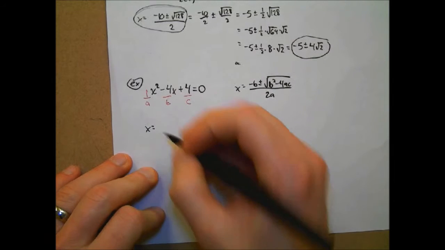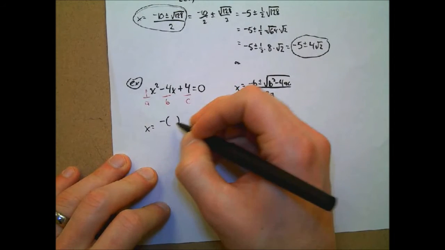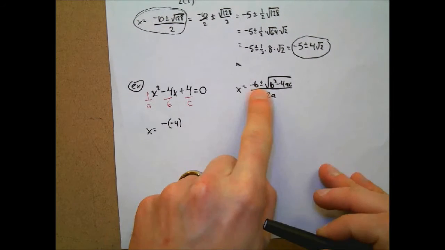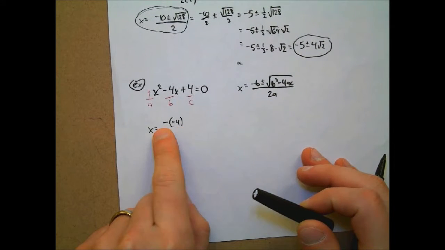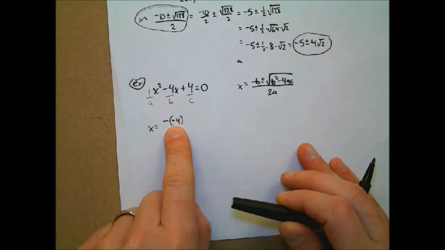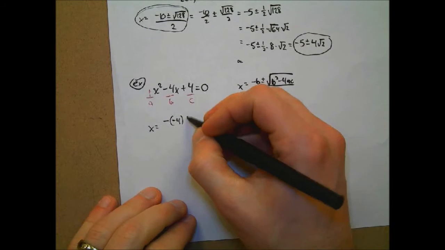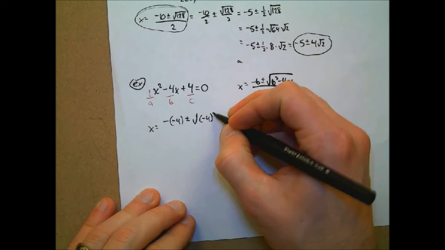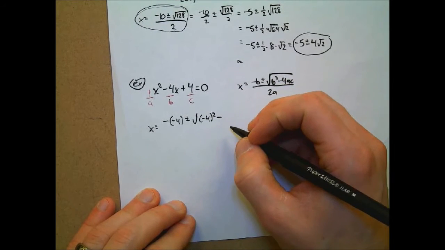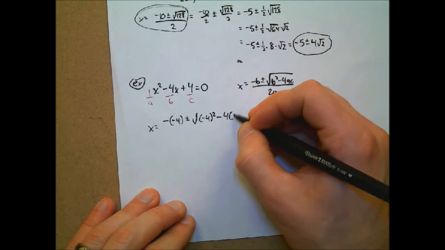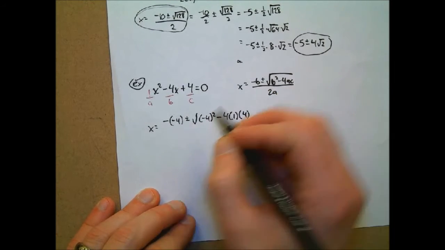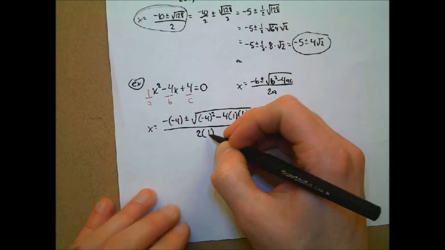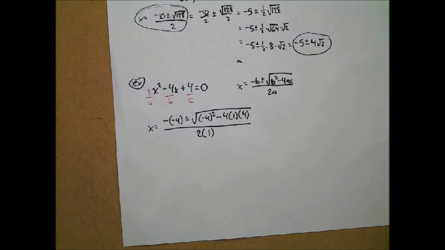X equals negative negative 4. So there's the negative in front of the B because of the formula, but then B is also negative 4, so it's negative 4. Yes. We're subbing in, so it's negative 4. This is what Julian was asking about earlier, for those of you that were thinking along with us. Plus or minus the square root of b squared minus 4 times a, which is 1, times c, which is 4, all over 2a, which is 1.